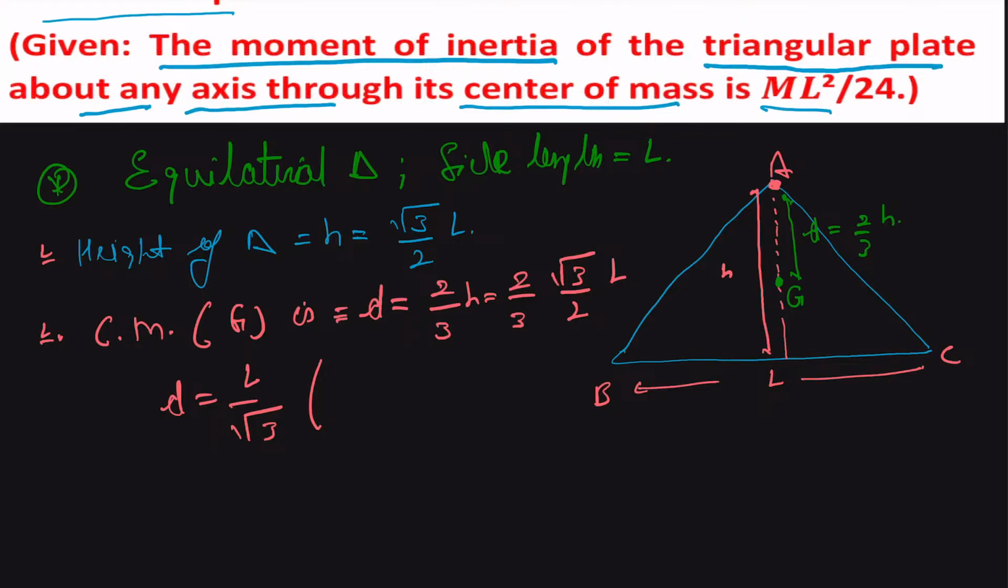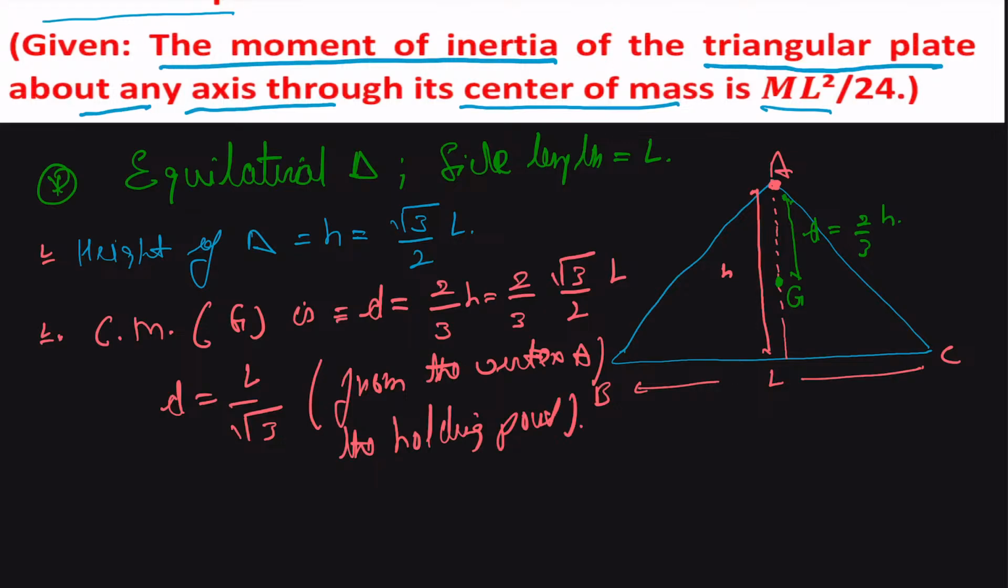Okay, so you can say from the vertex A, the holding point. And obviously from the figure we can see that this point G is lying on the median.